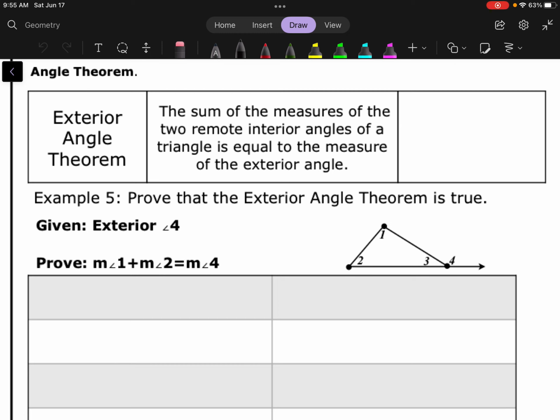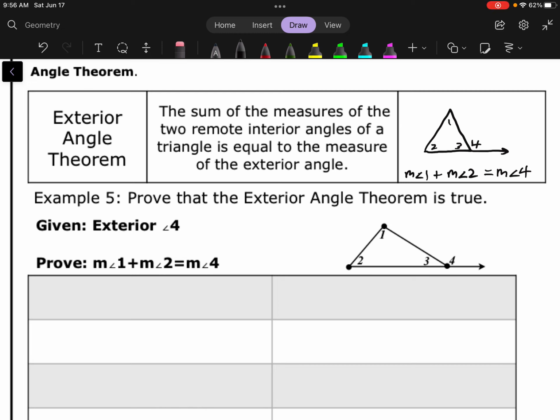Okay, so without a picture, that might be a little confusing. Here's what that's going to look like. If you've got a triangle, you've obviously got the 3 interior angles. But if you extend one of the sides out, you're going to form what's called an exterior angle. And the exterior angle theorem says that the sum of the 2 interior angles that are not adjacent with the exterior angle, so that is 1 and 2, because 3 is the one that's adjacent to the exterior angle, the sum of those two has to be equal to the exterior one, which in this case is 4.